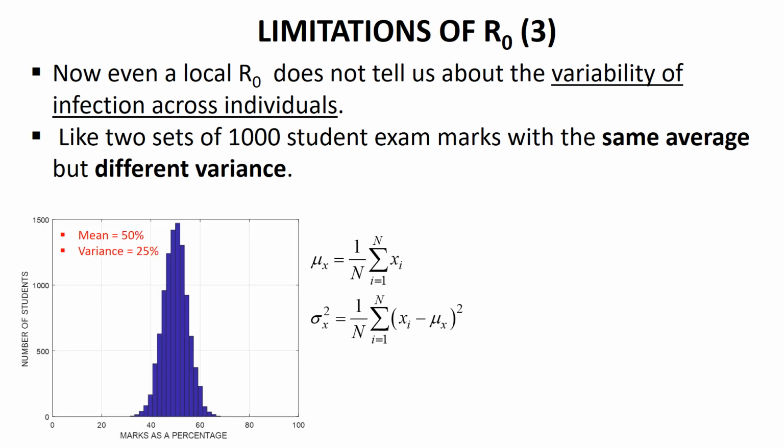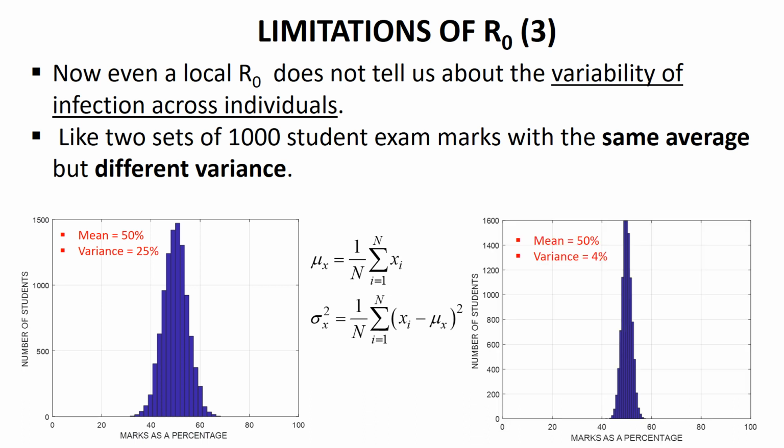So there's 1,000 students, and they have exam averages of 50% and a variance of 25%. Here's a second group of students, 1,000 students, who've got a mean of 50, the same mean as the one on the left, but a variance of 4%. So variance tells you the spread about the mean. It tells you how many low values you've got and how many high values you've got. The mean does not tell you that.